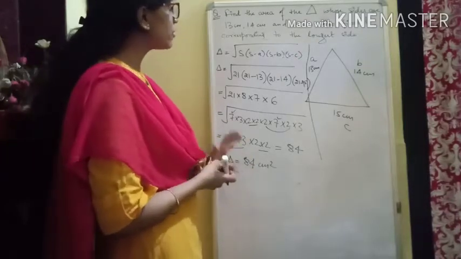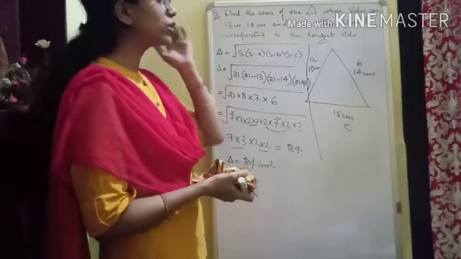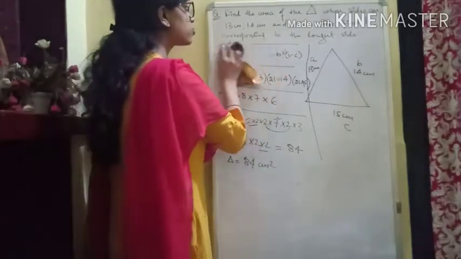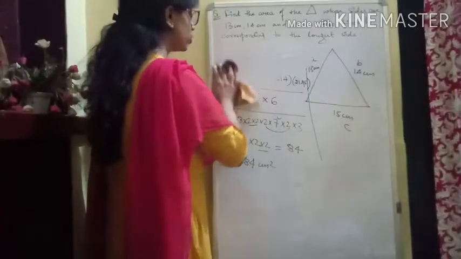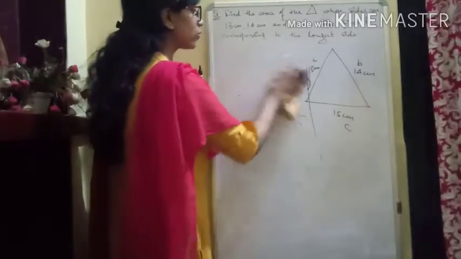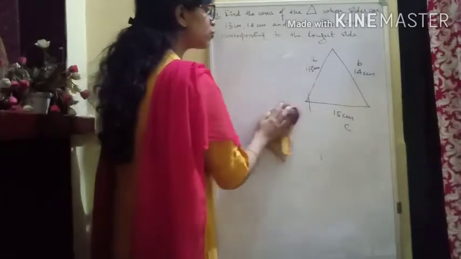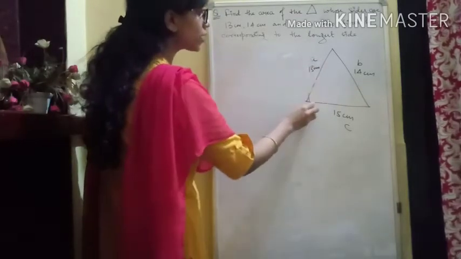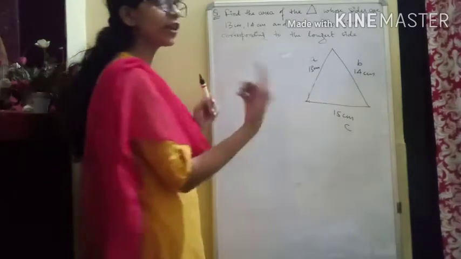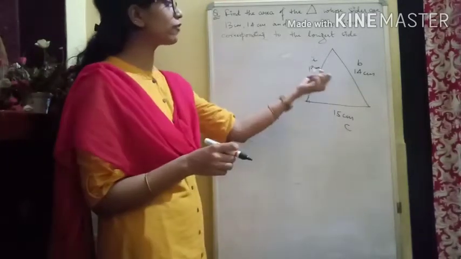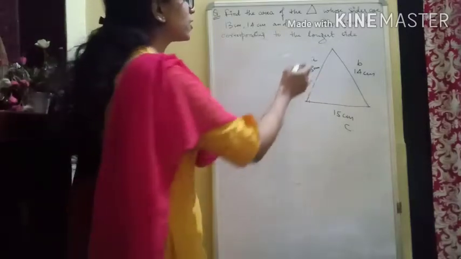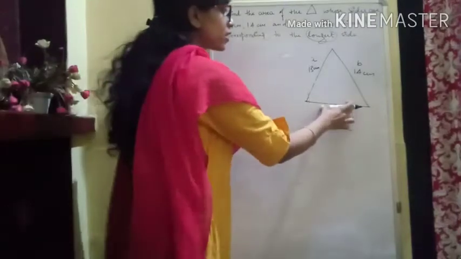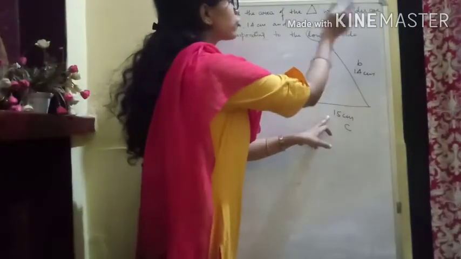After that, we have to calculate the height corresponding to the longest side. Now you see the question, sometimes they ask to calculate the height corresponding to the longest side, or they can ask to calculate the height corresponding to the smallest side. Okay, so what we do, which one is your longest side? Of course it is 15. If they ask you to take the smallest side, we would have taken 13. But since they are asking you to calculate corresponding to the longest side, that means this side we are talking about, we have to calculate height.